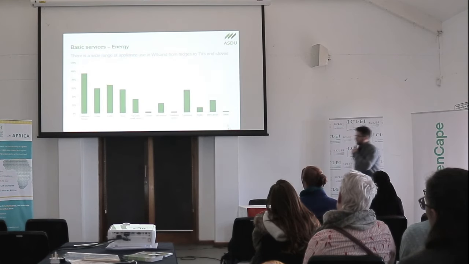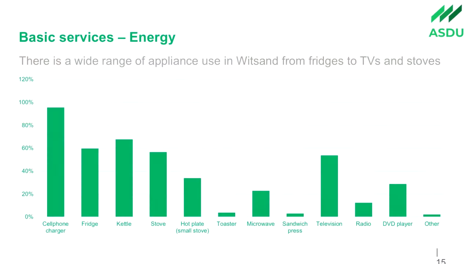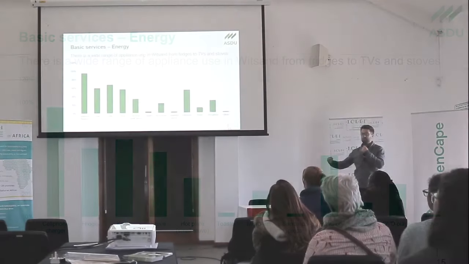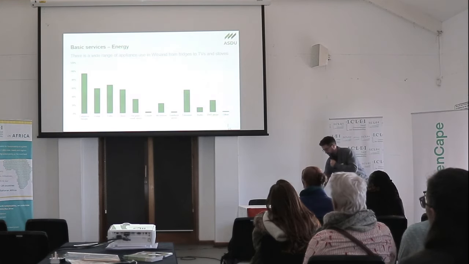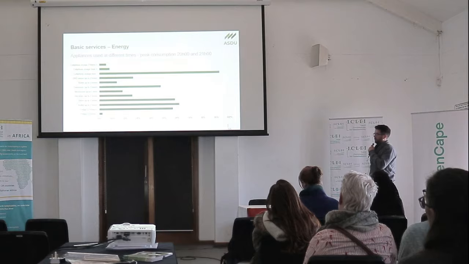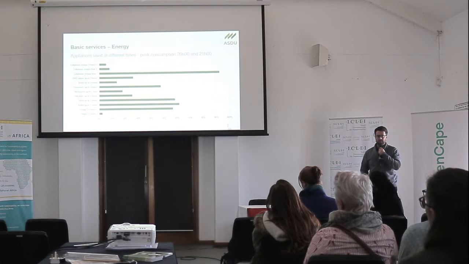We can also quickly start to see how people are using energy. You can see, for example, there's a massive use of kettles, and this is for water heating. So what does that do for your energy use? What does that do for the type of intervention that you're providing for these people when you're looking at service delivery? You can also start to look at when energy is being consumed in the households.